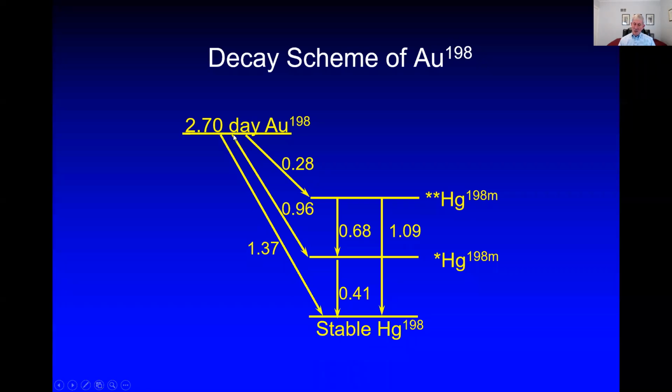But look at this one. This is a little bit lower energy beta going to this state. This is mercury 198M, but I put 1 star by it to indicate it's an intermediate excited state. This one would be at 2 stars, a highly excited state. So look at this. This goes 0.96. This goes here and then drops to 0.41. And the total here is 1.37. Look at this one, 0.28 plus 1.09 is 1.37.